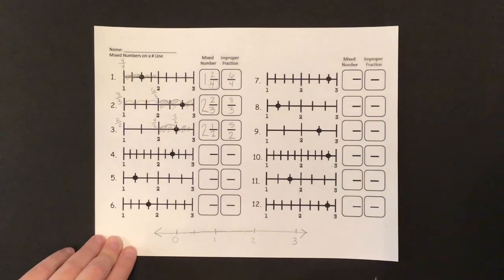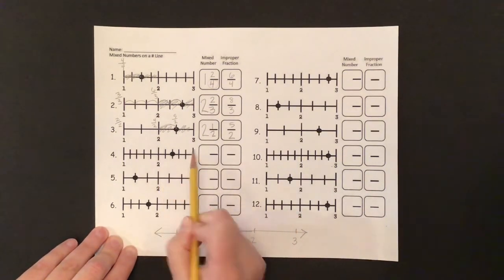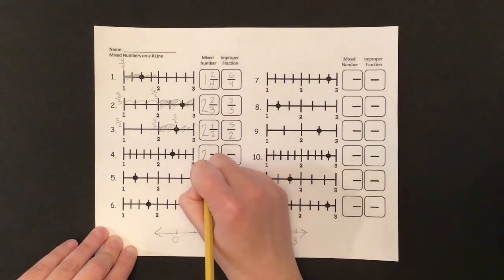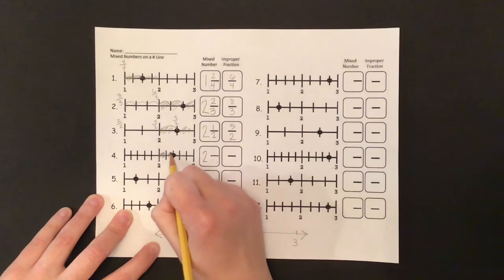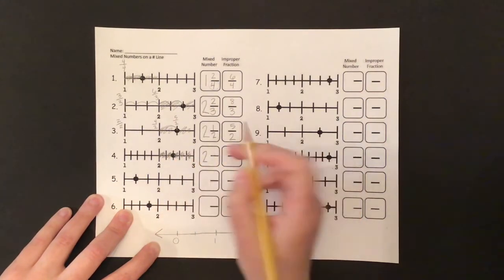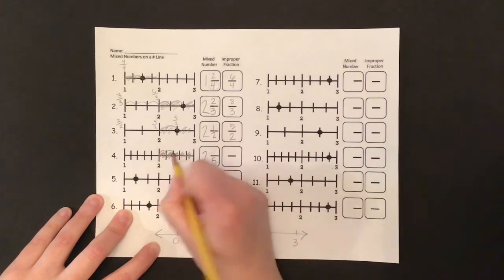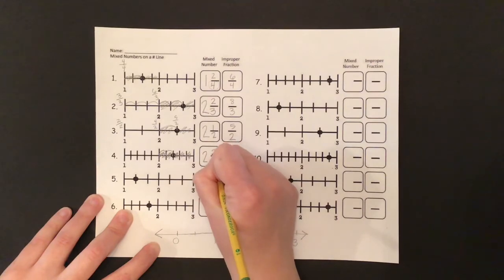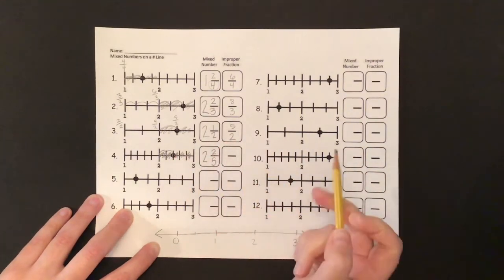All right, let's do one more. Again, I can see this point is between 2 wholes and 3 wholes, so we're at 2 and something. I can see that the whole has been divided into 1, 2, 3, 4, 5 pieces. And then my point is 1, 2 pieces past the 2 wholes. So this point is at 2 2/5.